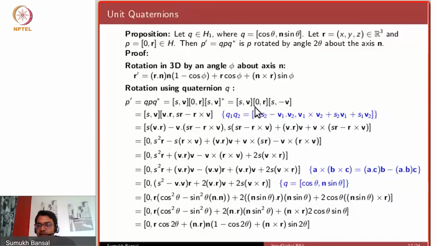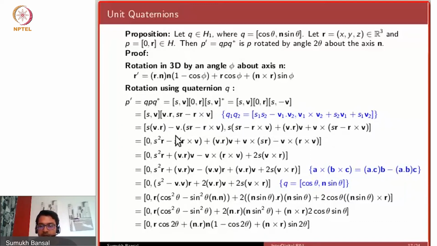If you expand this term using quaternion multiplication, this is the expression you get. And maybe it's a good idea to just grab a pen and paper and try it out on your own. It should not be very difficult, but let's take a look at the steps. This is what you're going to get if you multiply these two quaternions, and then multiplying again with the resulting quaternion, you end up with this expression.